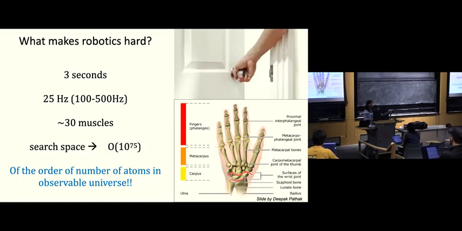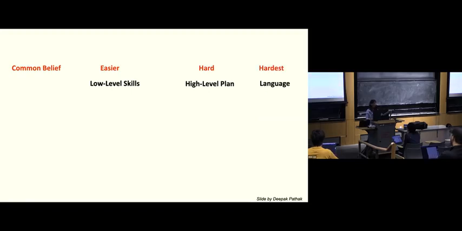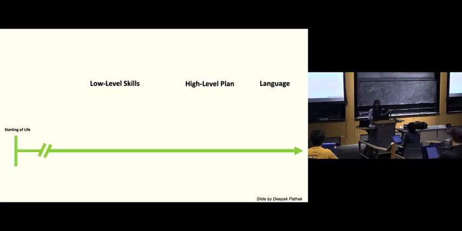And even if you find the solution, so here's the thing: I give you the solution in one environment, you need to generalize the solution to another environment. So the common belief is that low-level skills are easy. The engineers are going to take care of them. The hard thing is to do the high-level planning and to understand language and really plan in that language space.